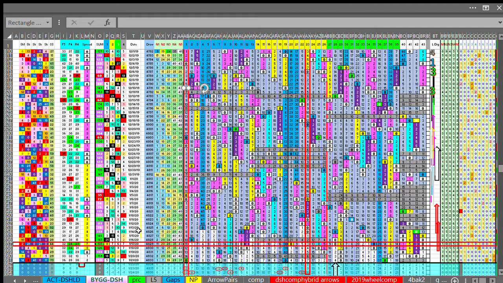So let's see. First number repeating is the 1. And 1 dormant period, 2 dormant periods, 3 dormant periods.